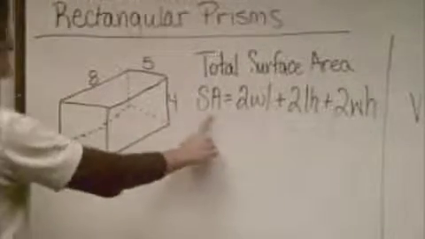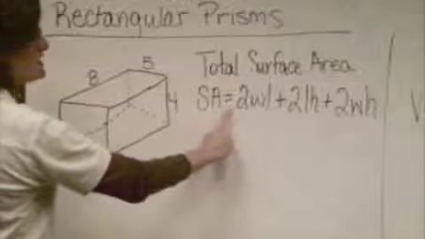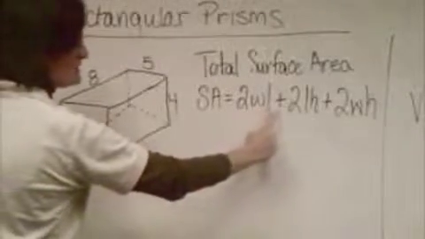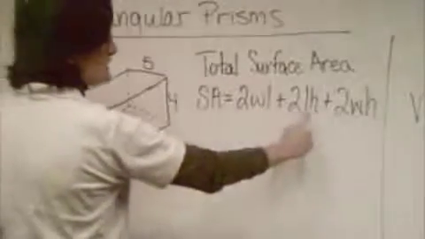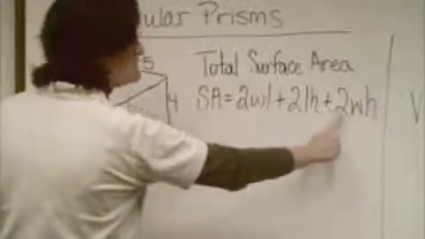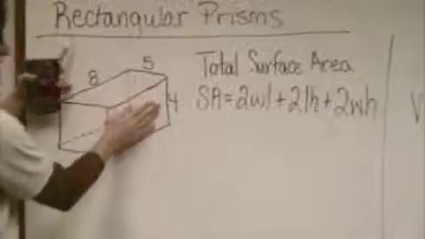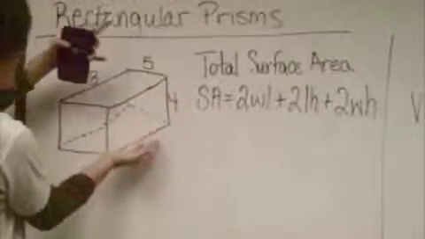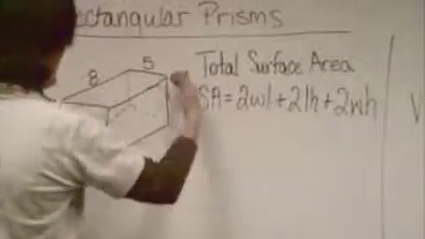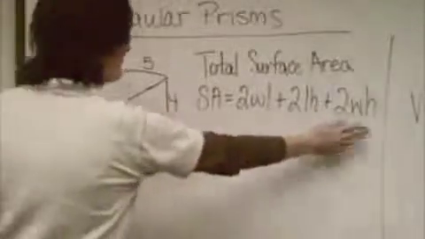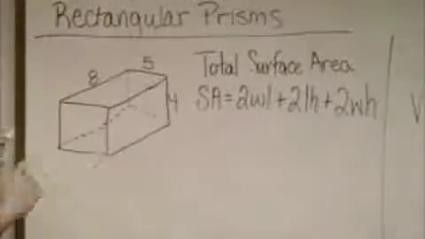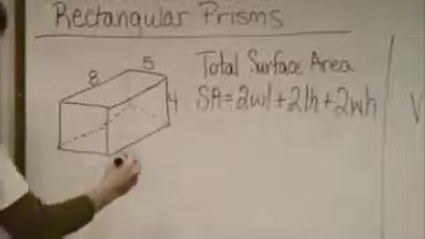So when they do this, they have the formula surface area equals 2 times the width times the length plus 2 times the length times the height plus 2 times the width times the height. What they do is they take the sides, they take the top and bottom, and they take the ends. And that's where they get their three amounts.